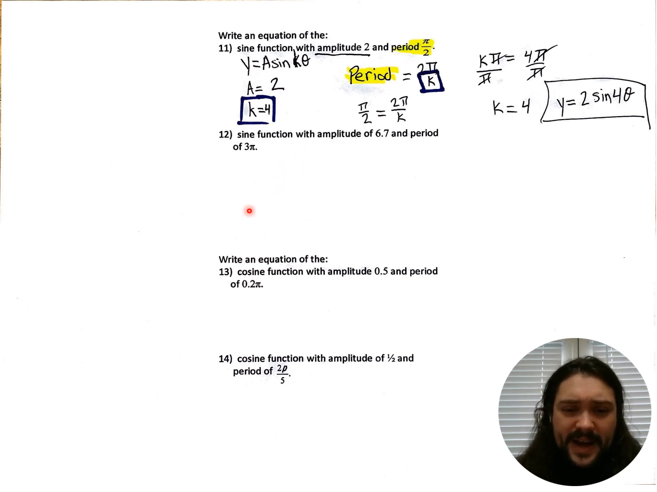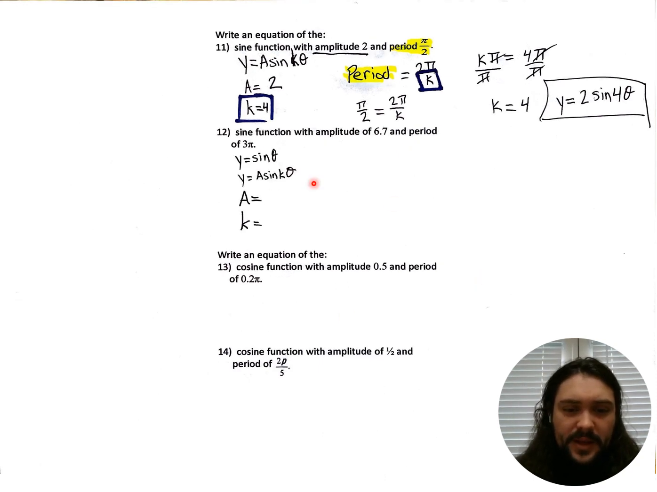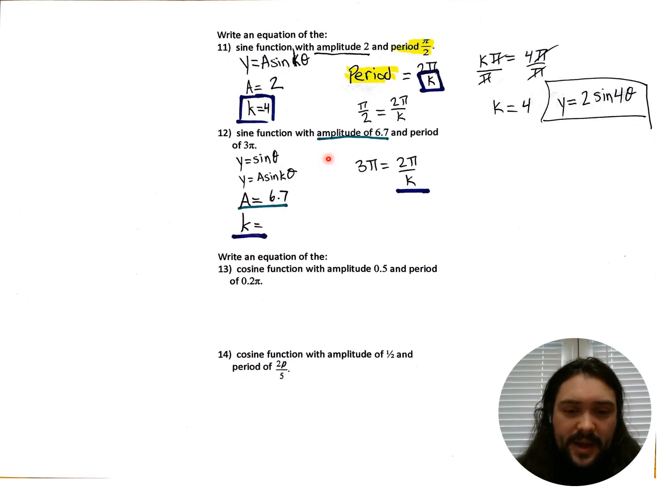Alright, number 12 asks for a sine function with an amplitude of 6.7 and a period of 3 pi. So y equals sine theta, right? But we have our a and our k in there. Y equals a sine of k theta. So we need our a and our k, our amplitude, and this multiplier here. We know the amplitude is 6.7. It tells us that. And then our K value. Remember, we need to find our K value. We're given the period of 3 pi.